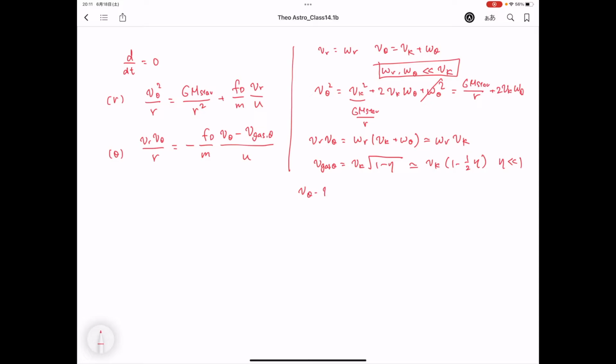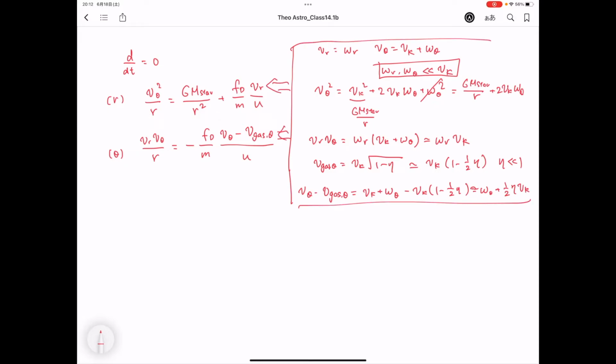v sub theta minus v sub gas theta can be calculated as v sub k plus w theta minus v sub k times 1 minus 1 over 2 eta. So this means w theta plus 1 over 2 eta v sub k. Then we can substitute this into these two equations. For the r direction, it becomes 2 v sub k w theta over r equal to F sub d over m times w_r over mu. v sub k over r is equal to omega sub k. From this equation, w theta equals F sub d over mu omega sub k times w_r.